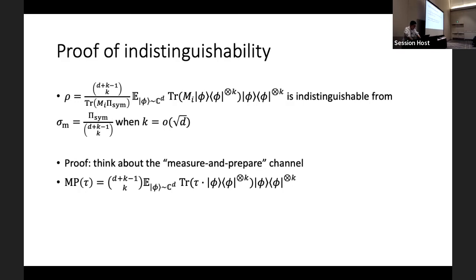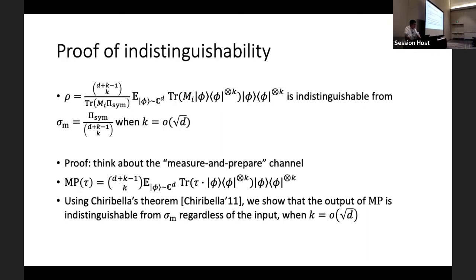If you recall the definition of the standard POVM in the symmetric subspace, what this quantum channel is doing is to measure the input state using the standard POVM and then prepare k copies of the measurement outcome. In fact, this measure and prepare channel is well studied in the literature. And here, using a result known as Tribella's theorem, we show that the output of MP is indistinguishable from sigma_m, regardless of the input state, when k is smaller than square root d. So this completes the proof for a lower bound against the one-way protocols.